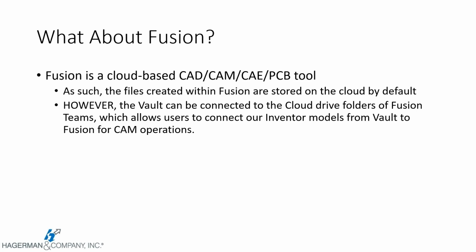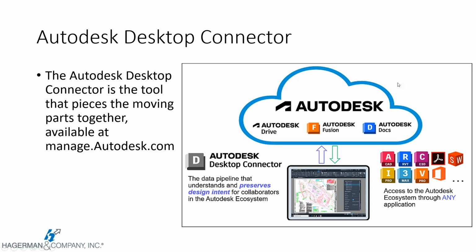But the Vault has a set of tools embedded within it that allow us to essentially sync to the cloud folder structure. And it does require a little bit of setup, and that's where the desktop connector comes into play. So what the desktop connector allows us to do is we specify in the desktop connector what Fusion folder, what Fusion drive we want to work with. We then specify in Vault to sync to that location. And once we've done the synchronization of it, it's really just a matter of uploading the files from the Vault to the cloud.